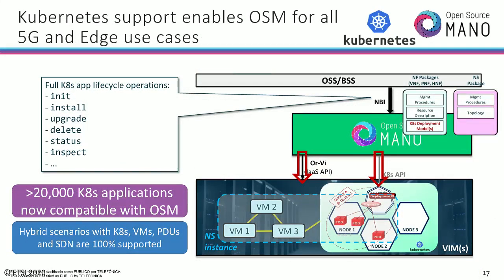About cloud native applications, I won't spend much time today on this, but essentially what we are saying is that we are now able to combine container-based applications with VM-based applications and physical network functions, all together driven by OSM, and with the same northbound interface. In that interface, we are incorporating all the lifecycle operations that you are used to in a Kubernetes environment, so we are not breaking the model.